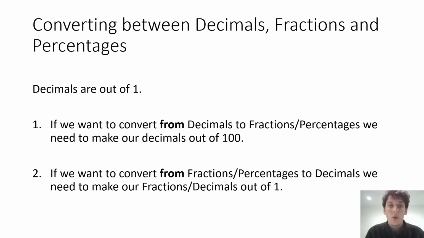Now, if we want to convert from decimals to percentages or fractions, we need to make our decimals out of 100. And if we want to convert from fractions or percentages to decimals, we need to make our fractions or percentages out of 1. We're going to go through loads of examples here, which is going to explain this much better.